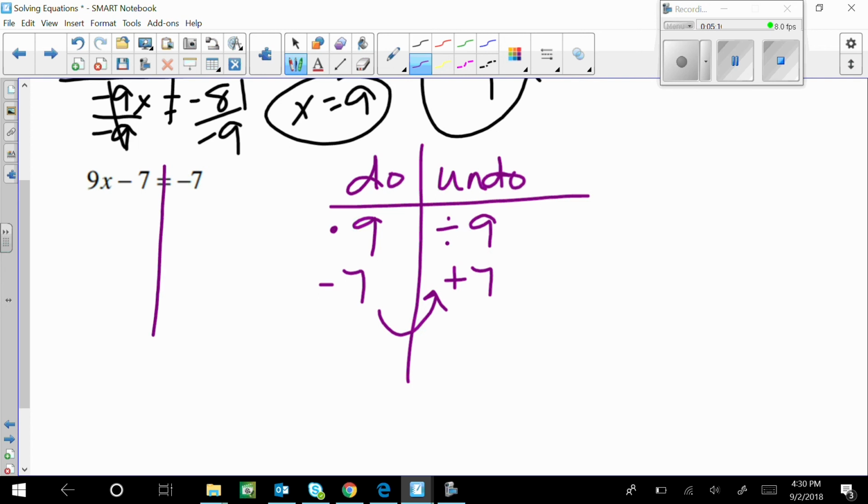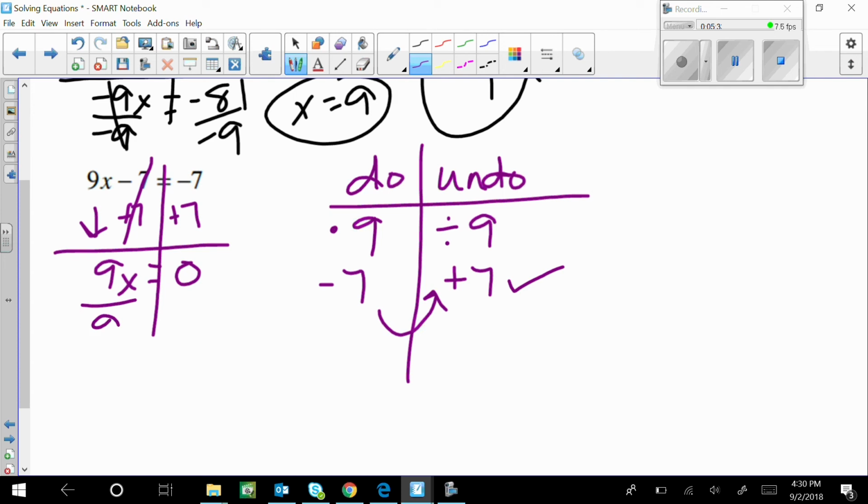I draw my wall, and I add 7 to both sides. What I do to one side, I have to do to the other. And remember, you're going to draw it directly under the constant. Negative 7 plus 7 is 0. So I just cross that out, bring down my 9x. That step's done. Now I have to divide by 9.